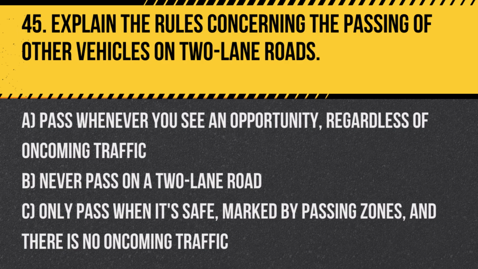Question 45. Explain the rules concerning the passing of other vehicles on two-lane roads. A. Pass whenever you see an opportunity, regardless of oncoming traffic. B. Never pass on a two-lane road. C. Only pass when it's safe, marked by passing zones, and there is no oncoming traffic. Answer. C. Only pass when it's safe, marked by passing zones, and there is no oncoming traffic. Ensuring safety during passing maneuvers on two-lane roads is crucial to prevent accidents.